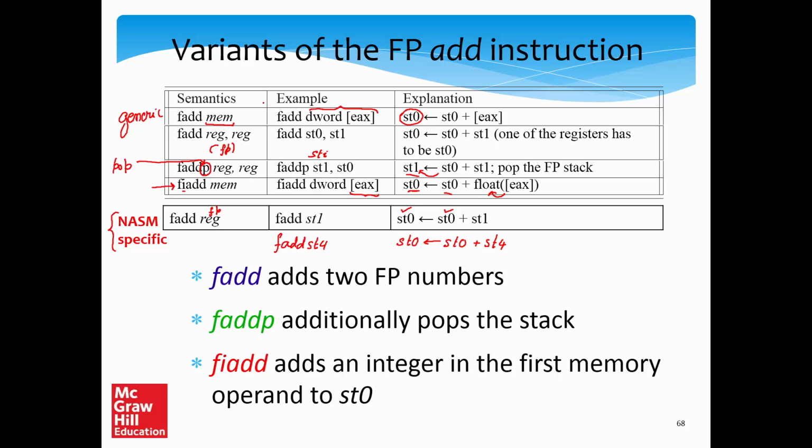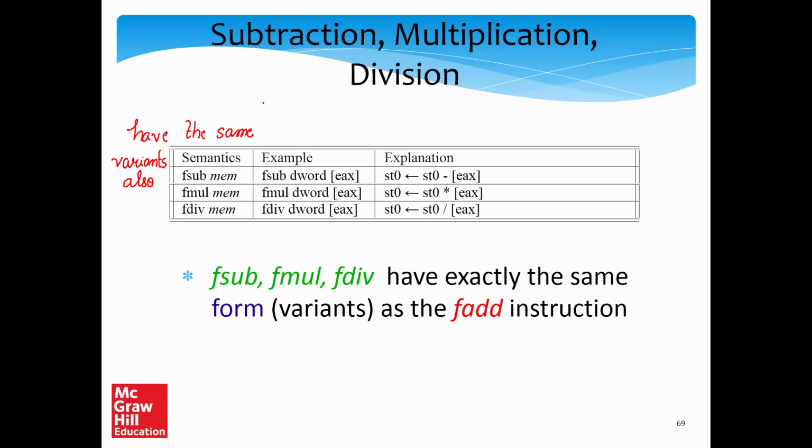also similar to FIADD, you can have an FISUB where we read in an integer from memory, convert it to floating point and use it in a subtraction. So here I'm just showing examples with a default memory operand. So in this case, if this is the memory operand, what we will do is that we will read in the value and subtract it from st0 or multiply it to st0 or divide it to st0, whatever the case may be, and the rest of the variants are the same.